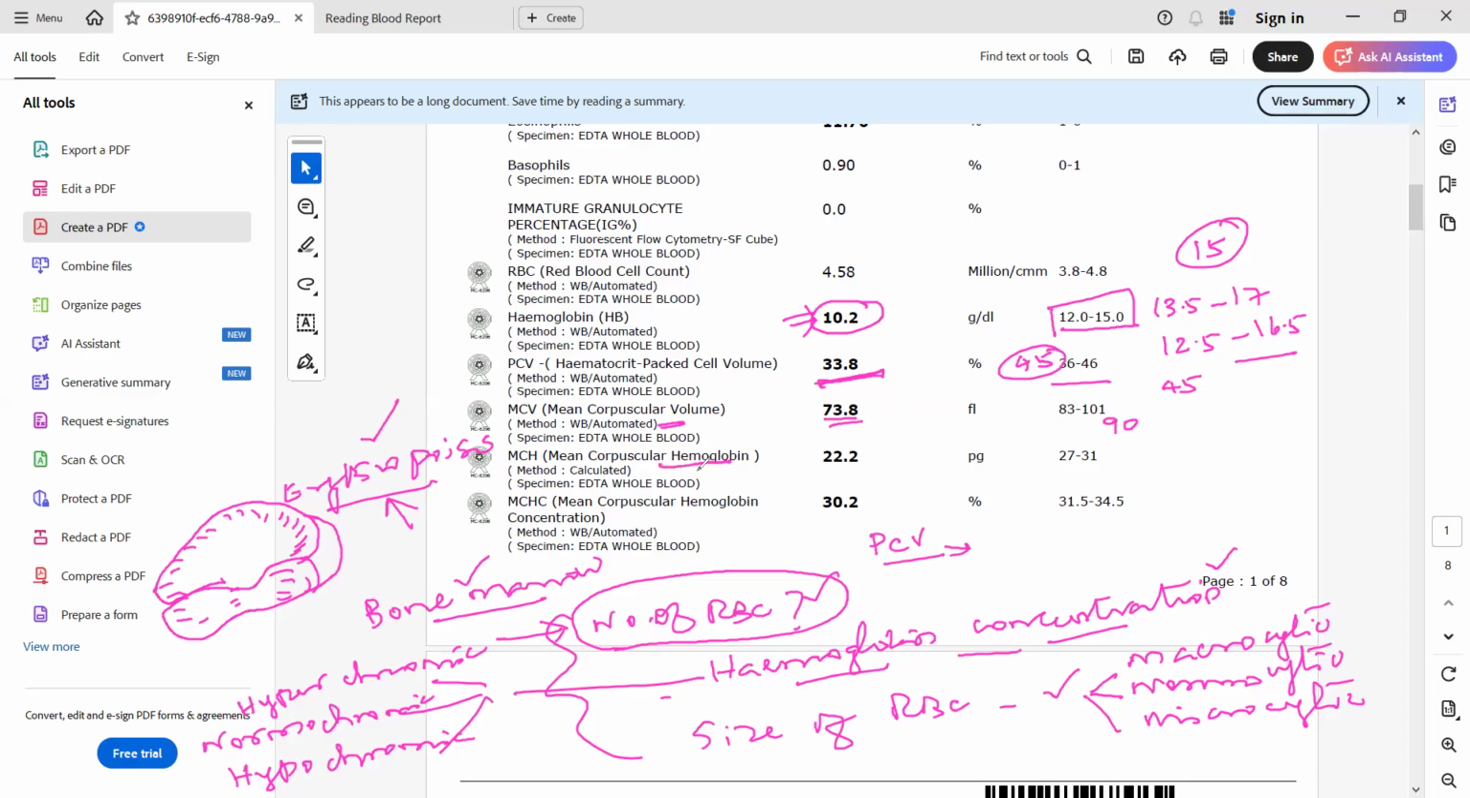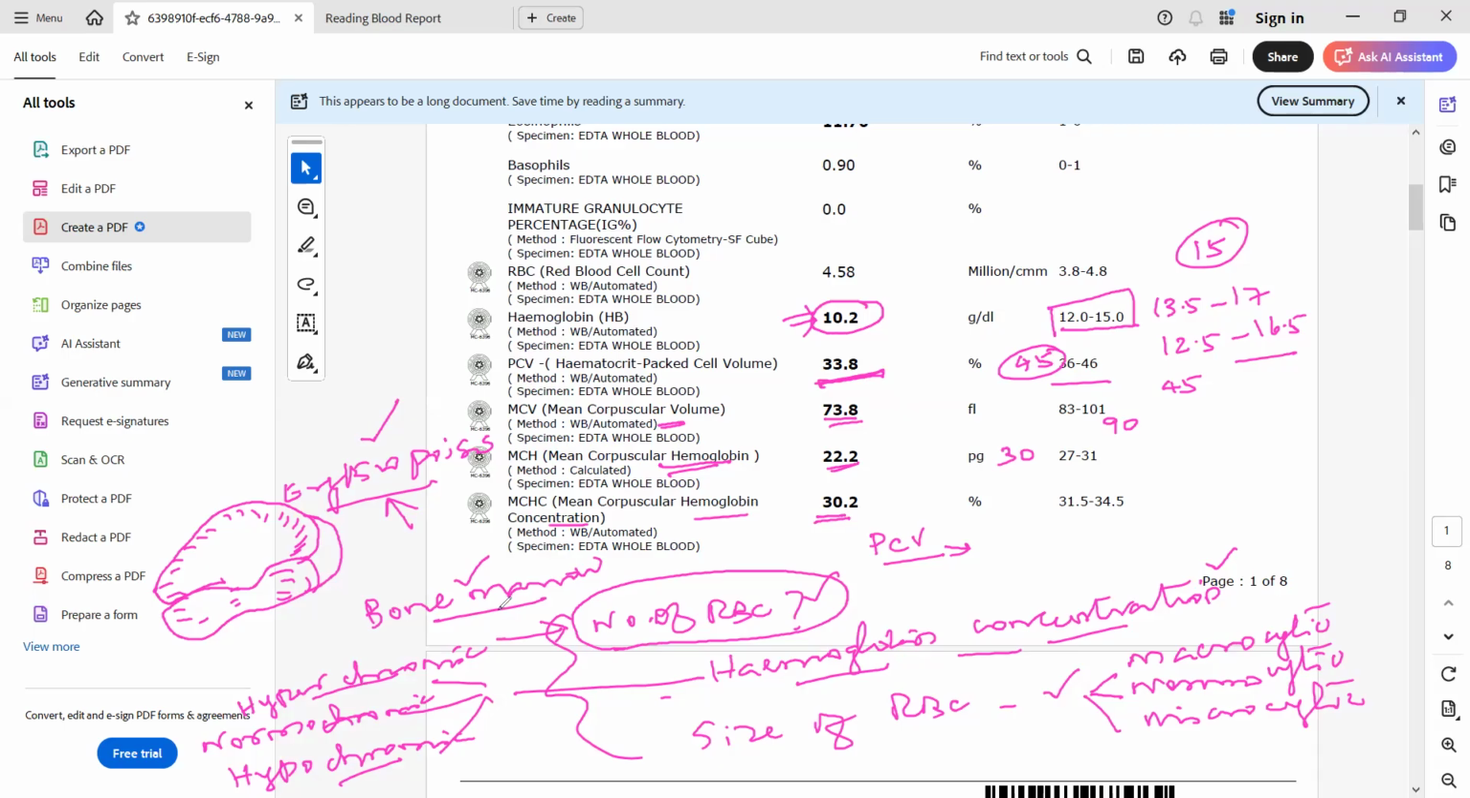Then mean corpuscular hemoglobin. We calculated that around 30 picogram. That is also less. So volume wise it is also less, and overall production level is also less. So automatically the hemoglobin concentration, that means whether it is hyper, hypo, normo, that says the level of mean corpuscular hemoglobin concentration, that is also less.